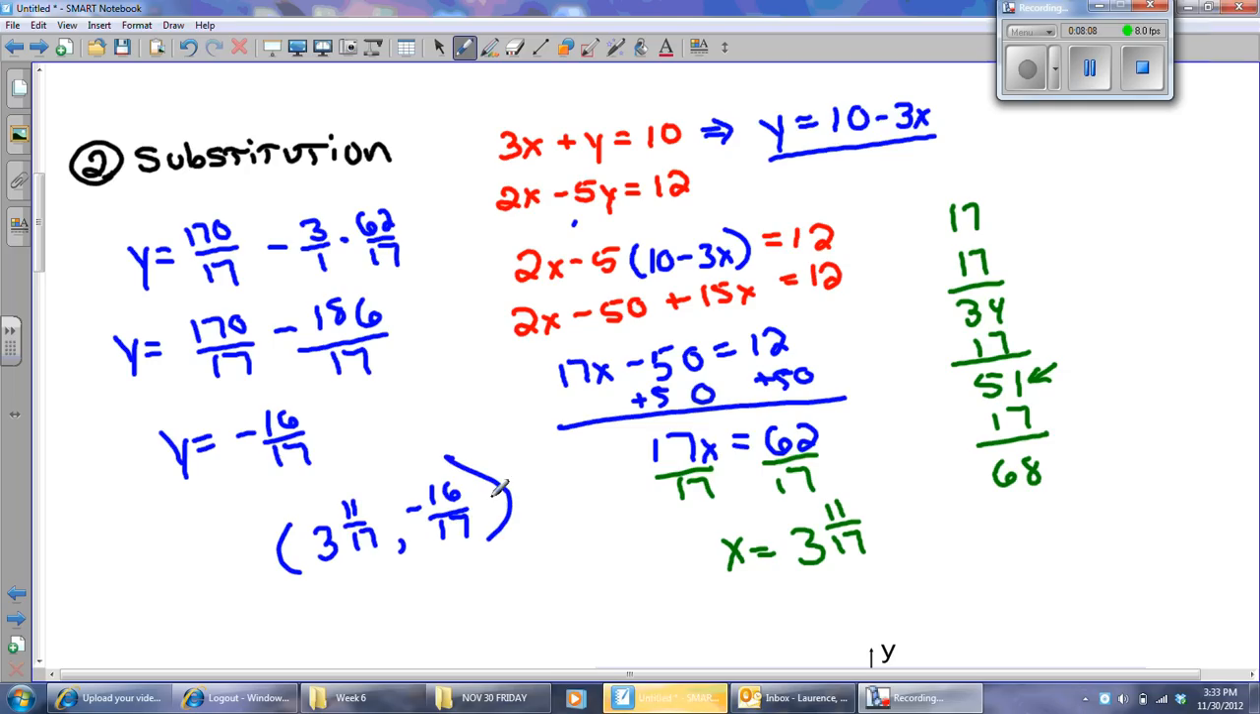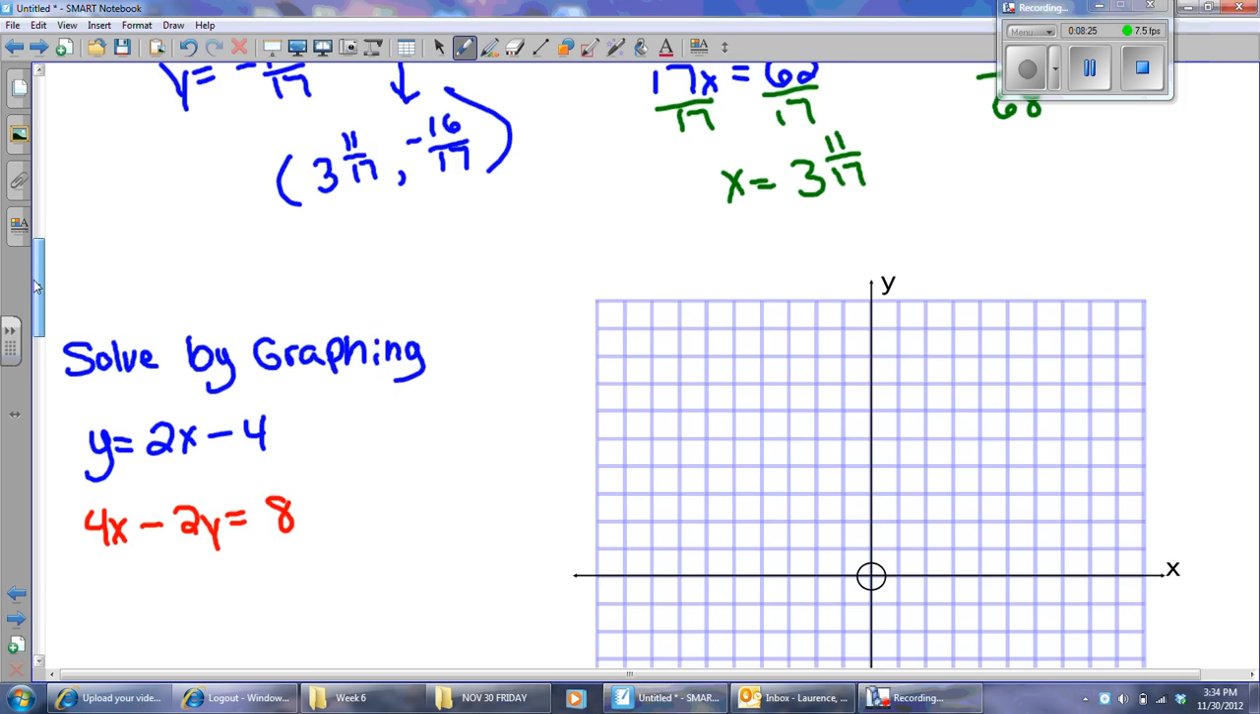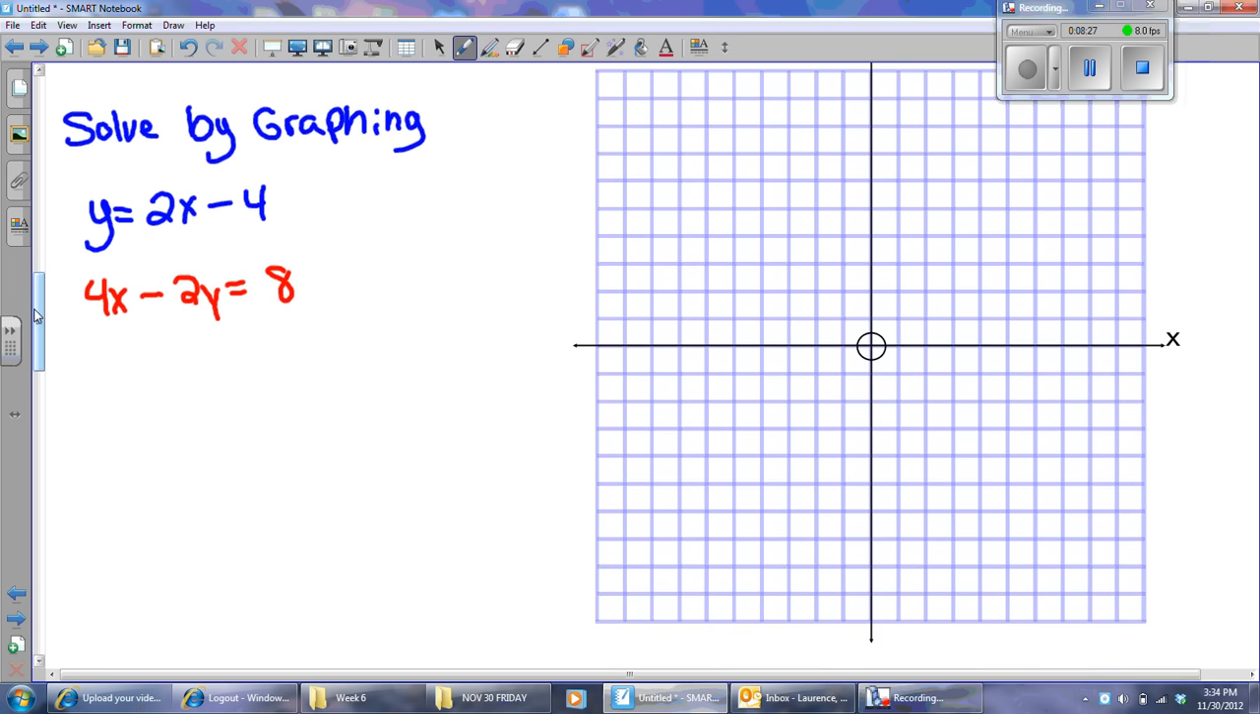Now, hopefully you can see why we don't like to solve by graphing all that often, because we never know what kind of answers we're going to get. And to be honest, if we graph this, it's going to be really difficult to know that we've put those coordinates on in the right place. All right, but let's take a look at one where we can solve by graphing, because there's a legitimate way to do it.